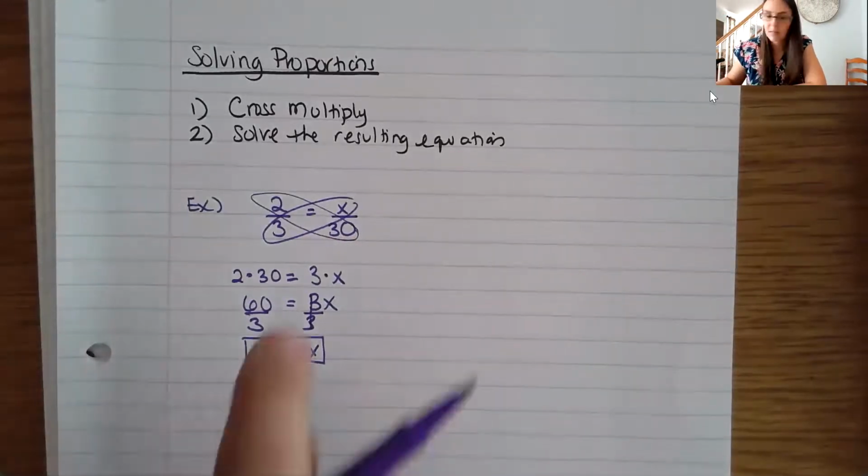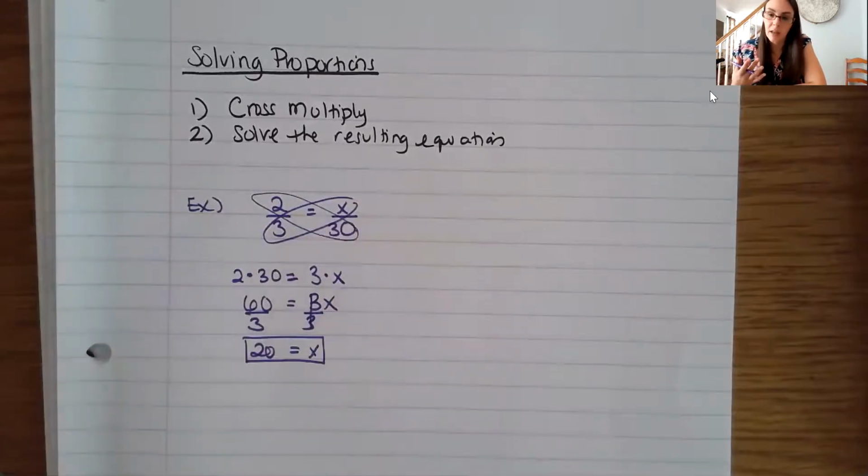So if you don't like cross multiplying, that's okay. If you have another strategy that you've learned that works better, then that's fine. But cross multiplying tends to be an easy way to cancel out those fractions. But it only works for proportions. So just be careful if you have something else.